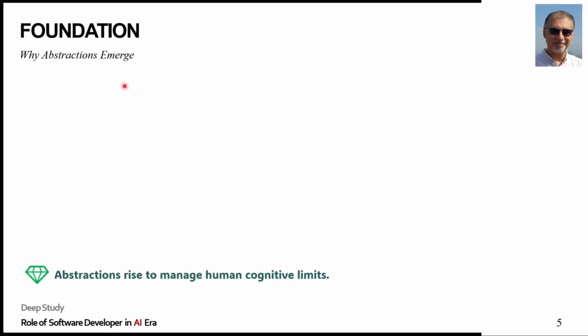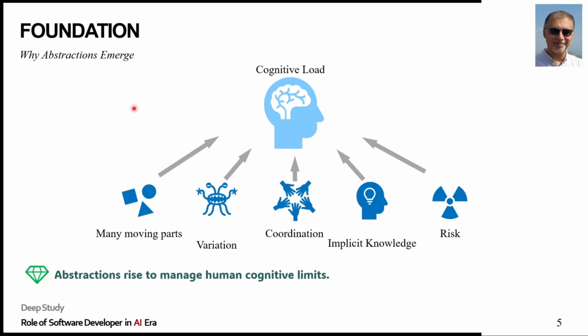This leads to the real answer to why abstractions emerge. Not because we love elegance, but because our brains hit a wall. When the cognitive load exceeds what we can comfortably juggle, we invent a new layer. A layer that hides complexity, standardizes patterns, or encodes the intent more directly. Here are some factors that increase the cognitive load. Too many moving parts, too much variation, too much coordination, too much implicit knowledge, and too much risk. Abstractions rise because humans don't scale.